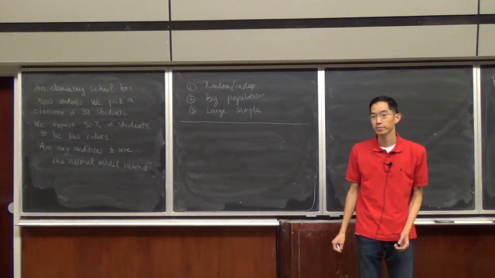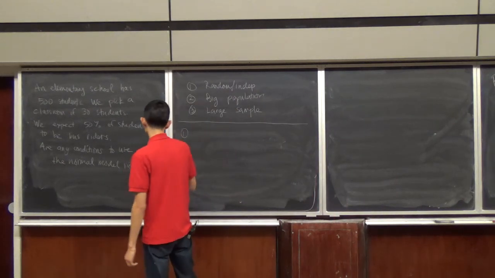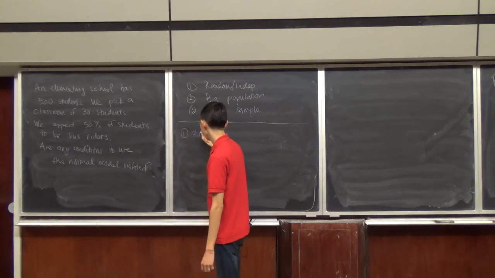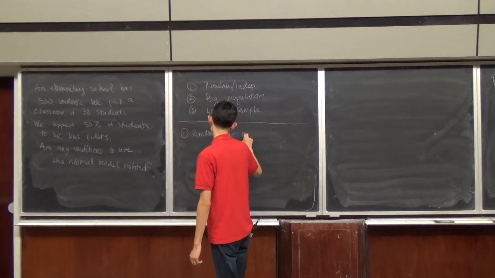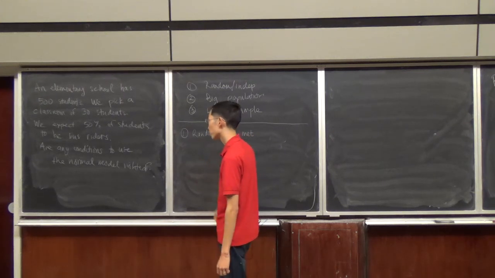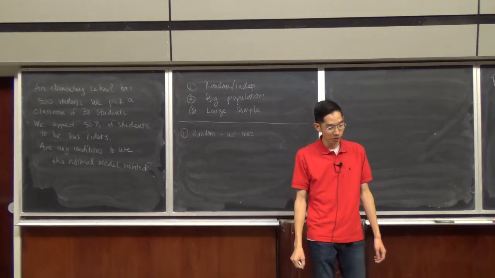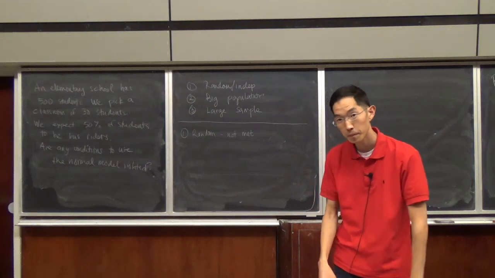Are we ready? Is our sample randomly selected? No. Okay, so the random condition is not met. It just says we're picking a classroom of 30 students. If it's going to be random, we need to select 30 students at random one by one.